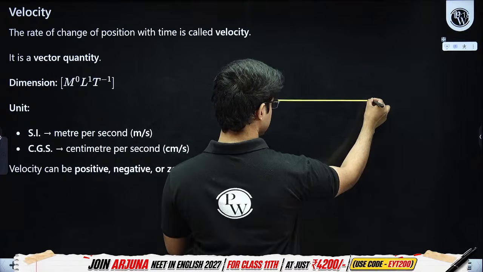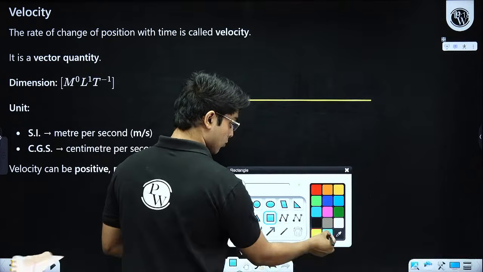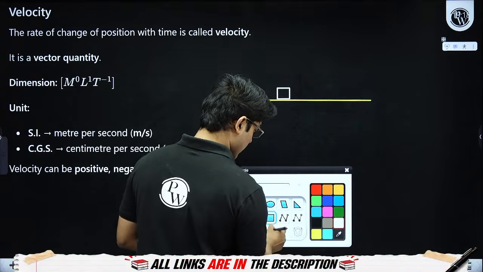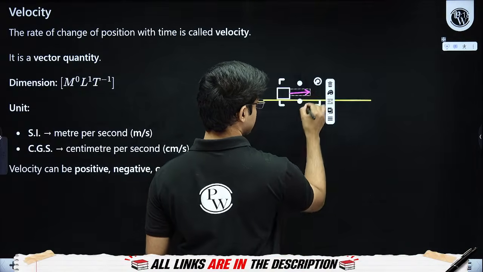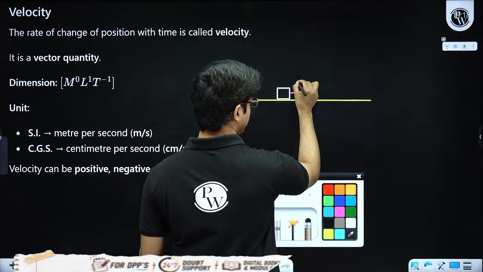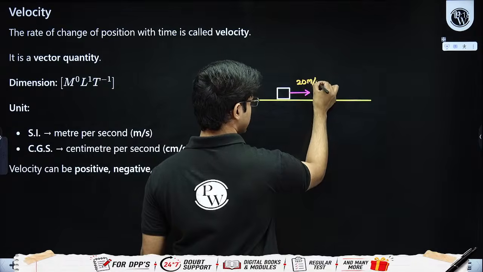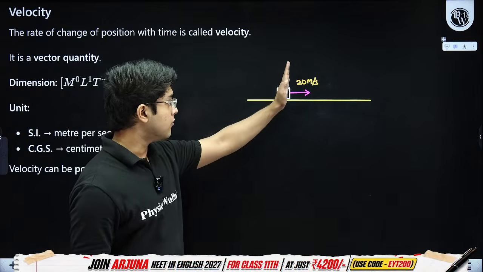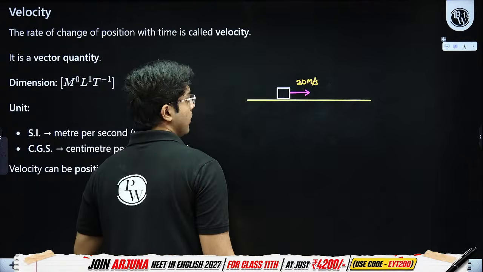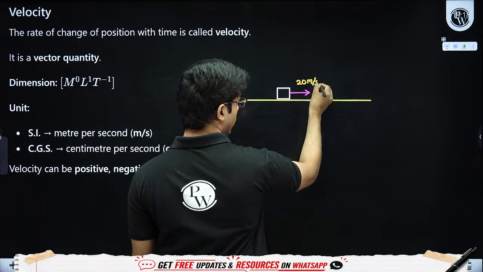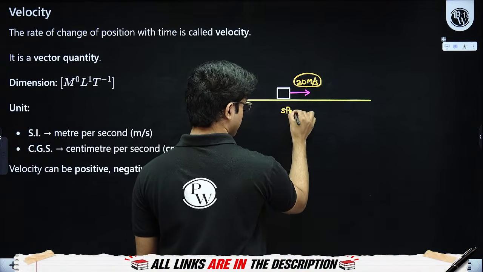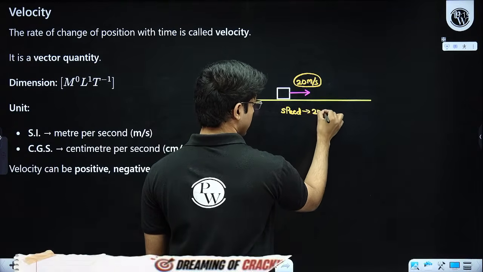The only difference is velocity is a vector quantity. So when we are describing a vector, if this is a block, let's say, and it is moving along the x direction with a constant speed of 20 meters per second, what does that mean? In the first second it covers 20, in the next second also it covers 20, and so on. If I ask you the speed, you will only answer the 20 meters per second magnitude part, right? So the speed is simply 20 meters per second.